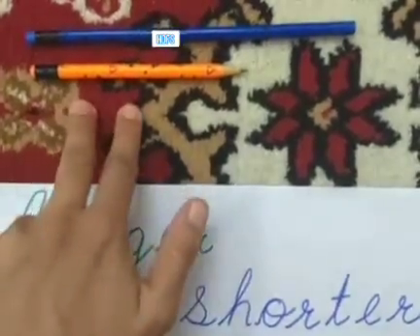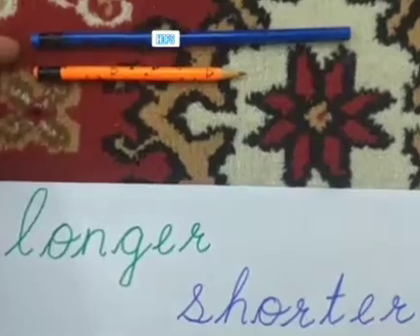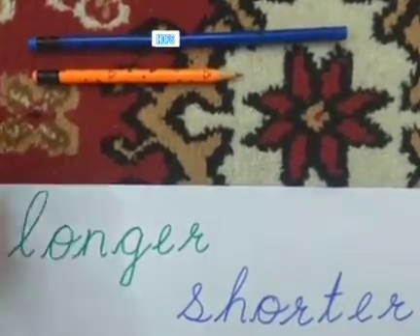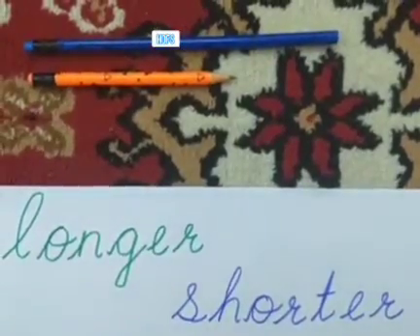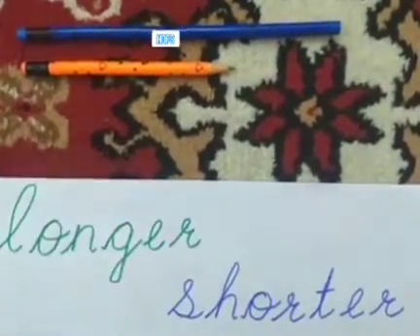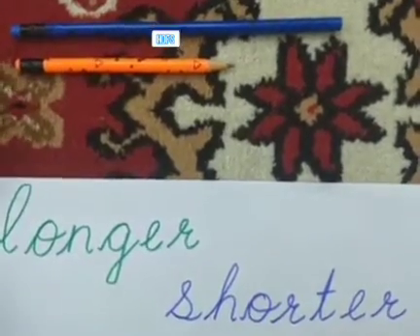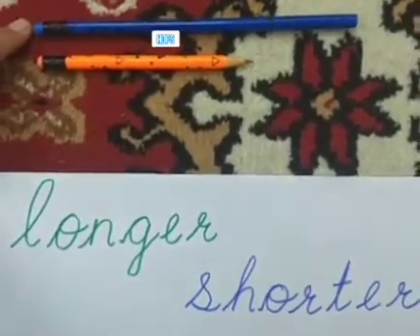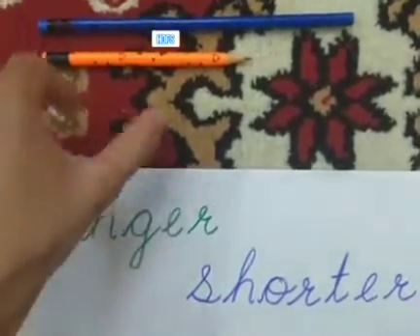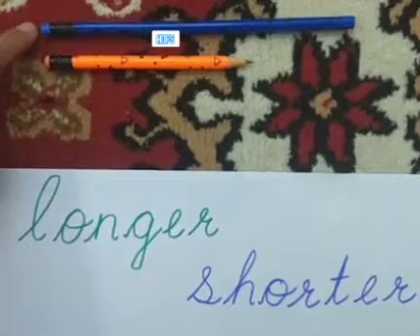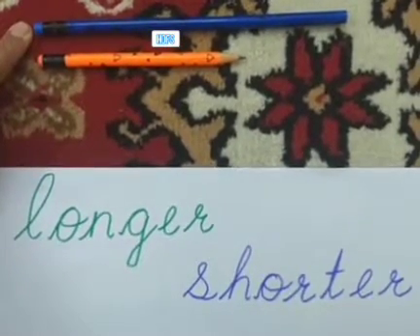It is short. But when I'm using the word shorter than, I need another pencil to compare. So when I say that the orange pencil is short, that's okay. I don't need another pencil. But when I'm using the word shorter than, I need another pencil to compare. So I use the orange pencil is shorter than the blue pencil. I'm comparing it with the blue pencil.